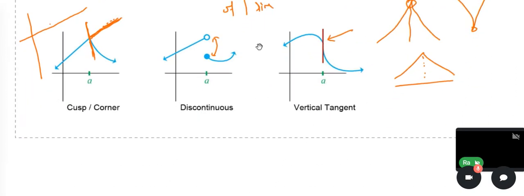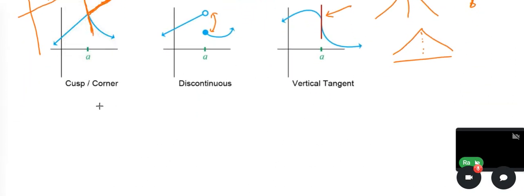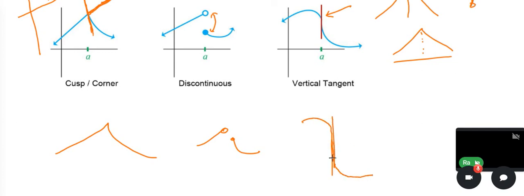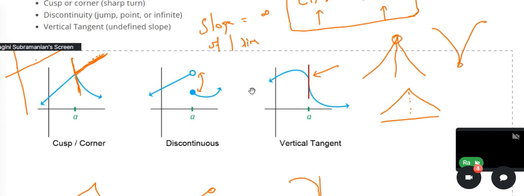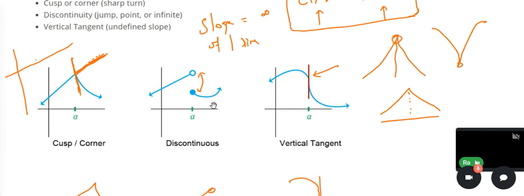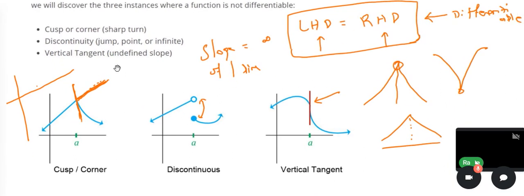So you have to remember these three types of graphs: like this, discontinuous like this, and vertical tangent like this. If you try to draw a tangent like this at this particular point, it has a vertical tangent. So these are the three instances where the function is not differentiable. You may have to remember these things.